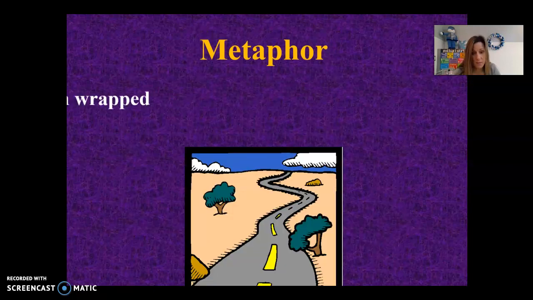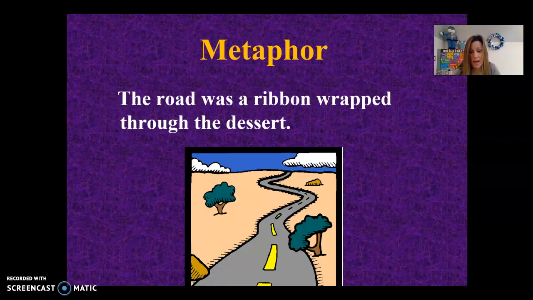So here are some examples. The road was a ribbon wrapped through the desert.